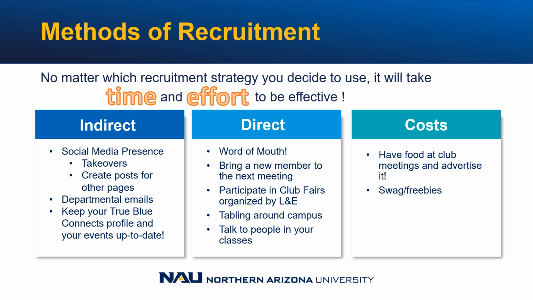Your reputation is getting out and all of that fun stuff. You may actually encourage all current members to bring a new member to the next meeting. You should participate in club fairs organized by our office, maybe tabling in or near the union, and just talk to people in your classes like, hey, I'm in this really cool club and you should join, it's super fun. Finally, I didn't want to not mention this in case you don't have a bank account or your club doesn't have any funding. But if you have food at your club meetings, that is an easy way to get college students at your meeting. Free food, free swag, free freebies. People who don't even know what your club is about might show up.